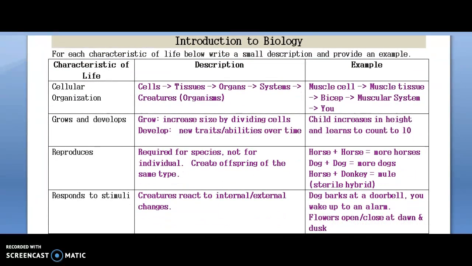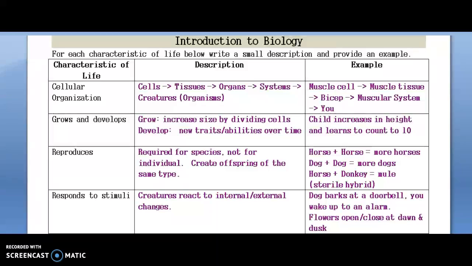All living things have one or more cells. Cells are organized internally with things like organelles, and then they can also be organized into tissues, which form organs, which form organ systems, which can form a creature, like an organism. So my example is that one muscle cell combines with other muscle cells to make muscle tissue. A muscle tissue organ would be a bicep. If you add up all of the muscles, it creates a muscular system. If you add up all of the systems, it makes you.